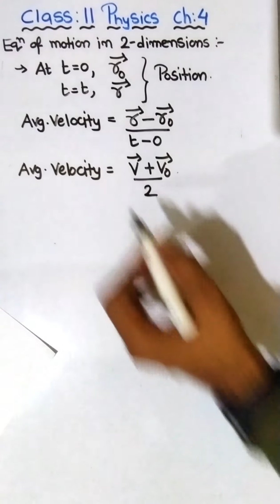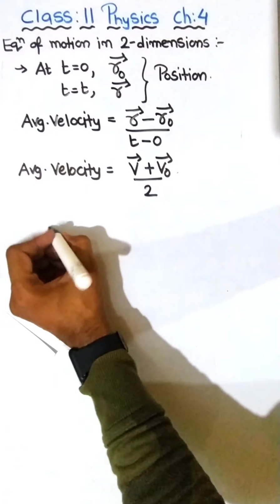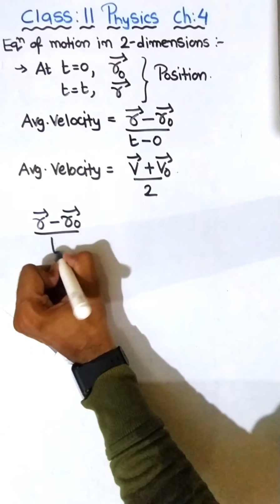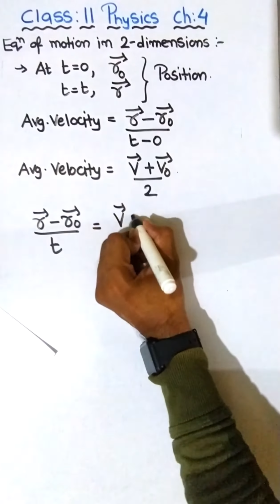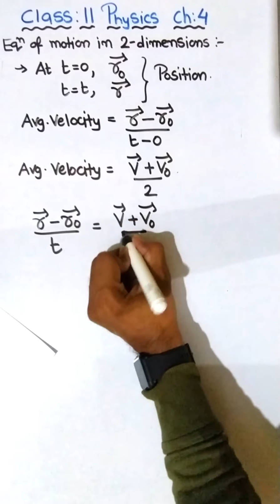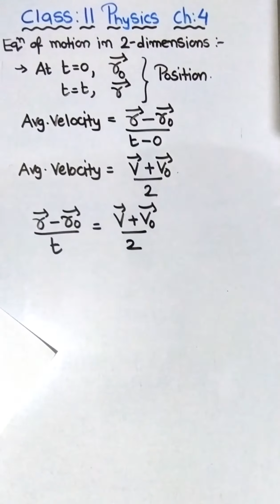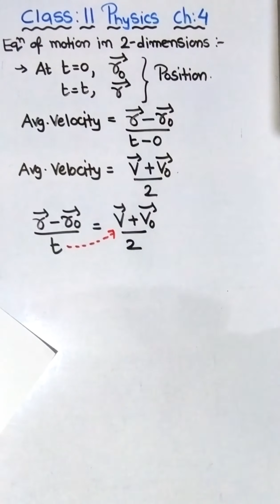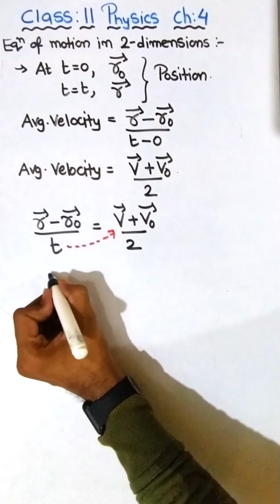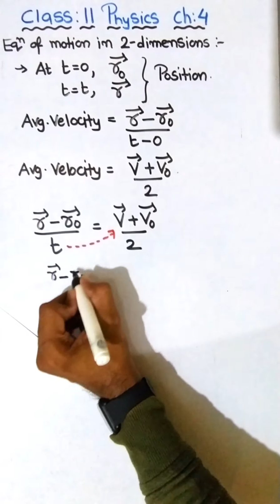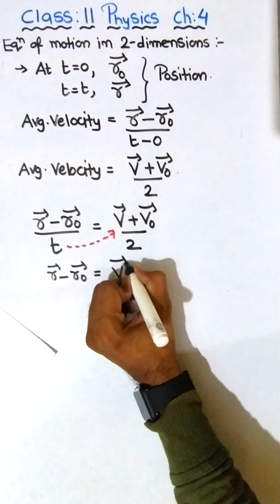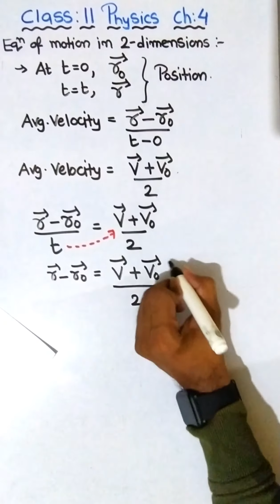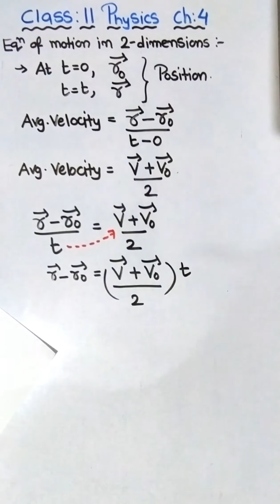So now if we compare these two equations, it will be like this: (r minus r0) vector upon t equals (v plus v0) upon 2. So take this t on the other side. So what will it become? It will be r minus r0 equals (v plus v0) upon 2 into t.